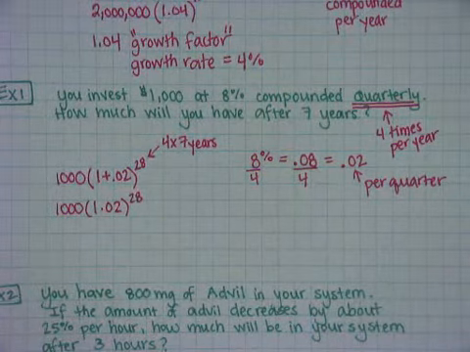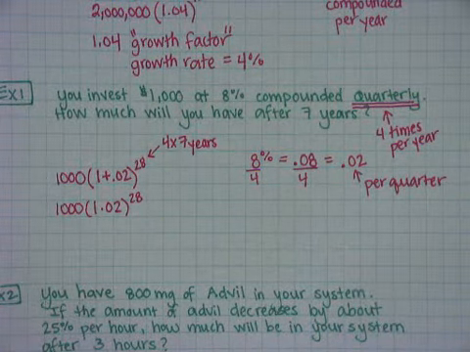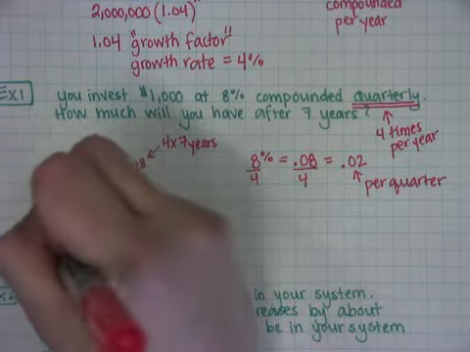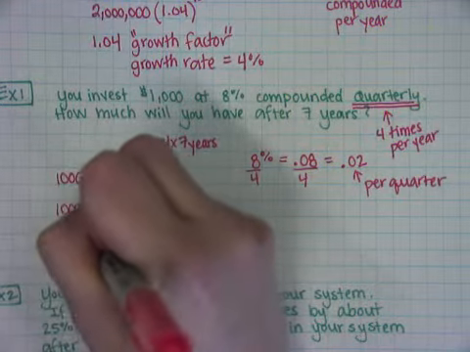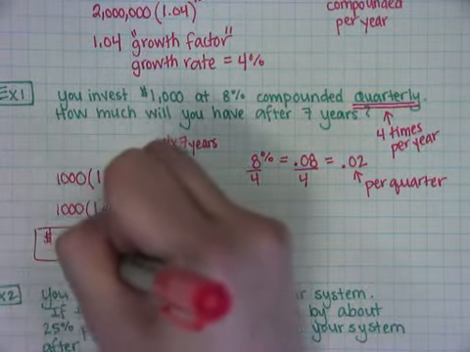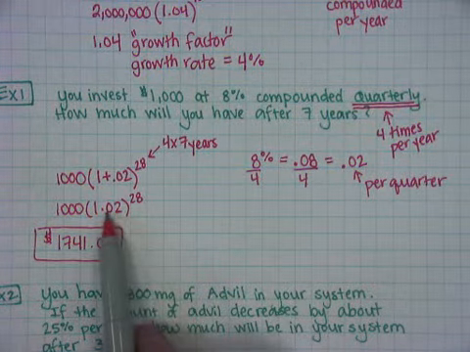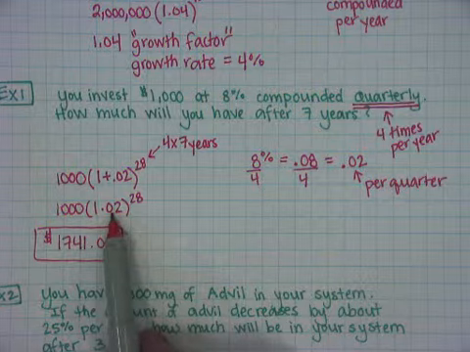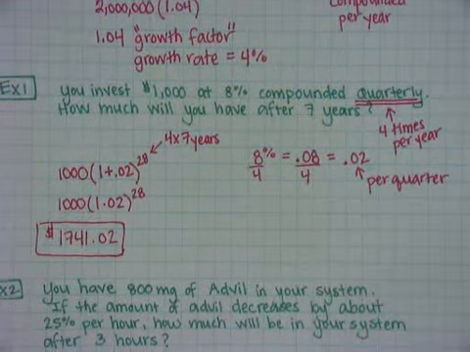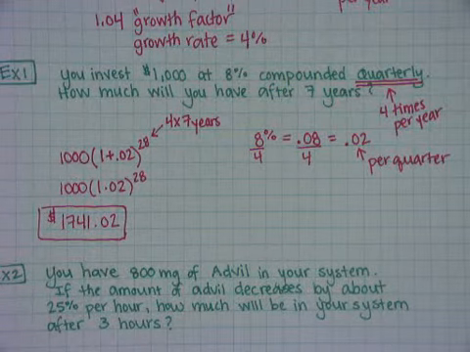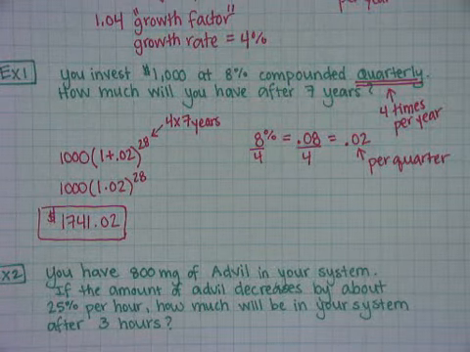What do you guys get? 1,741.02. Nice. You do the parentheses first, so the 1.02, and then after the parentheses you would do the exponent. Although if you guys have scientific calculators or graphing calculators, you can plug the whole thing in all at once and your calculator will do it for you. Okay.